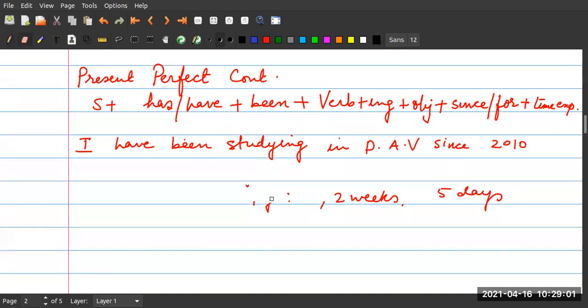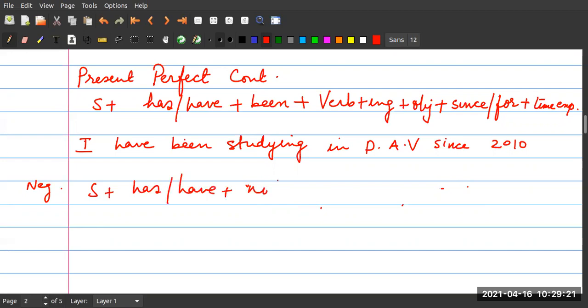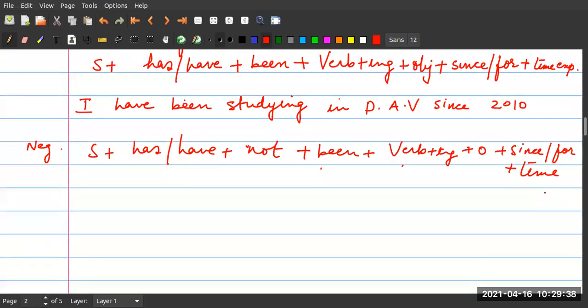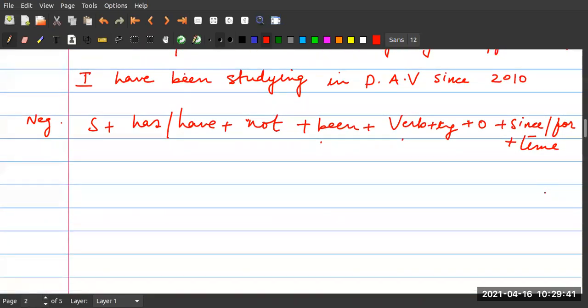Okay. Then what is the structure in negative? Very easy. You just have to use not after have. So the negative structure is subject plus has or have plus not plus been plus verb plus ing plus object plus since or for plus time. Okay, so give an example of a sentence in present perfect continuous negative.